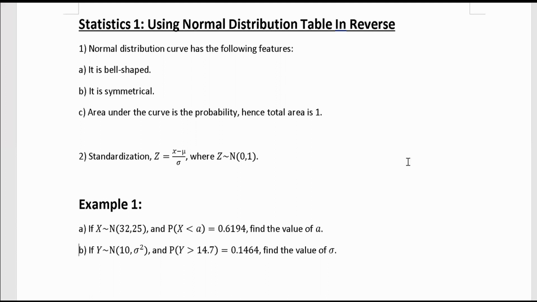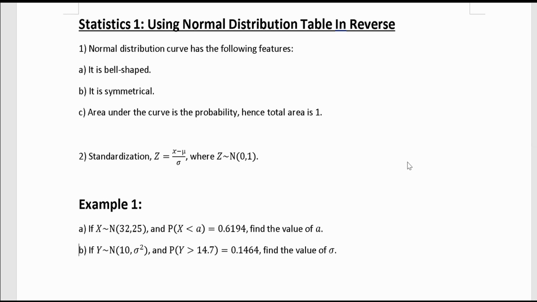Hi, let's continue with normal distributions. In this lesson, we will focus on using the normal distribution table in reverse. If you want to know how to find the probability using the normal distribution table, you may refer to my previous video. All right. So let's have a quick revision here.